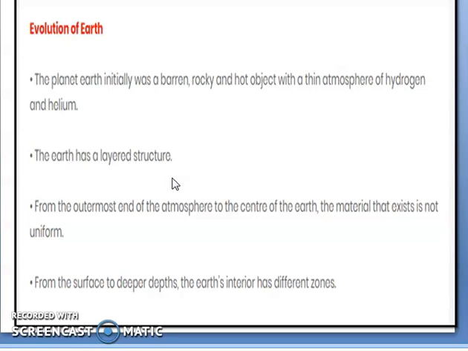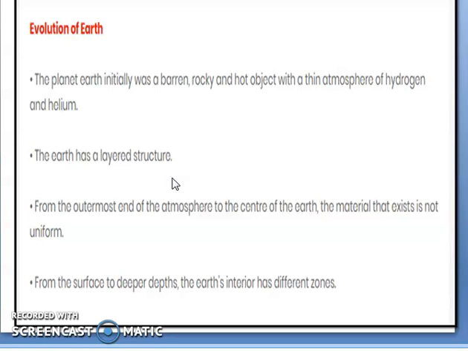And with this barren, hot as well as rocky feature, the atmosphere also was very thin, mainly composed of hydrogen and helium. This is far from the present condition, or the present picture, of the Earth. The Earth is not like this in the present day. So there must have been some events that occurred on the Earth, because of which this change occurred.